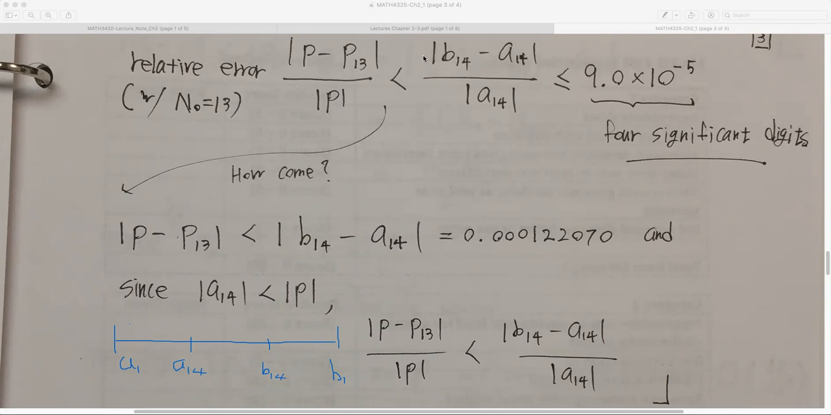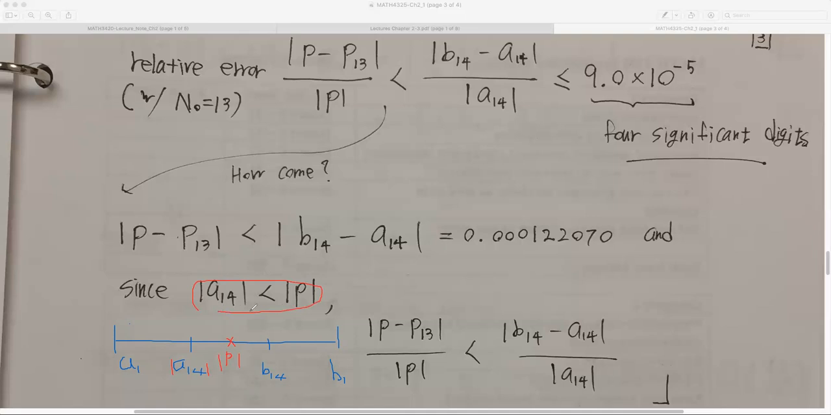Where is P? P must be in the interval, right? Every single interval. So P is right here, okay? So now you see the absolute value of A14 must be less than absolute value of P. Now it makes sense, right? Okay, so now this doesn't make sense, right?